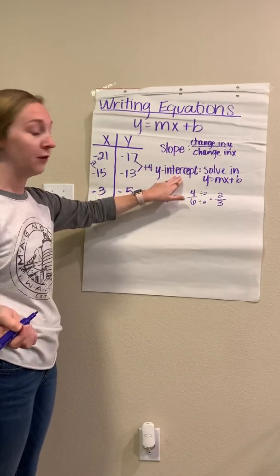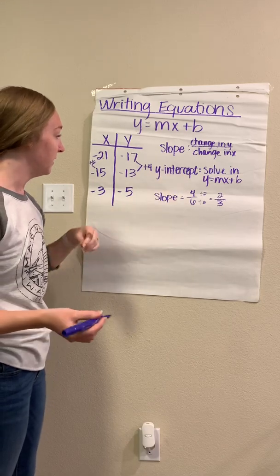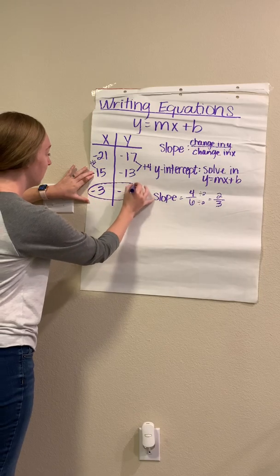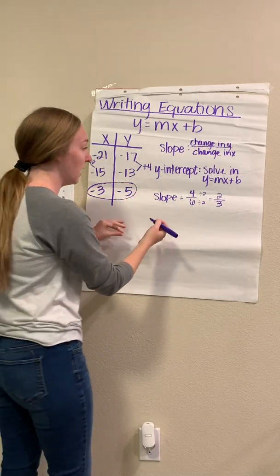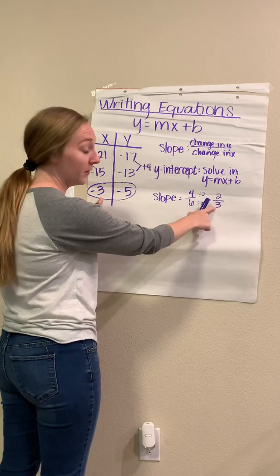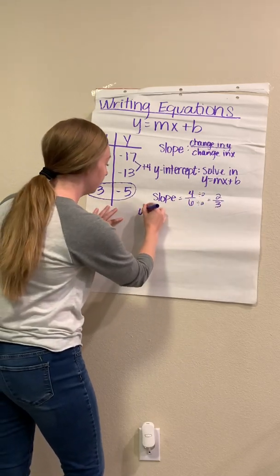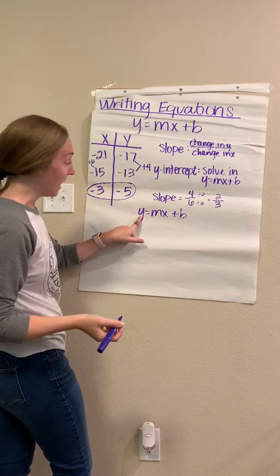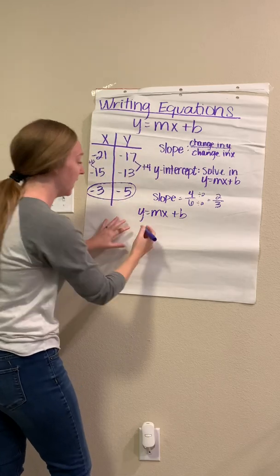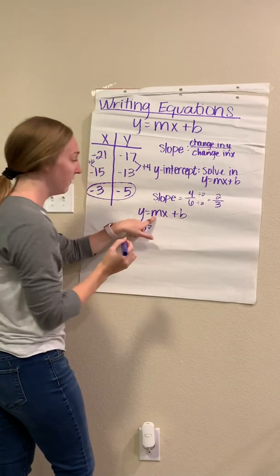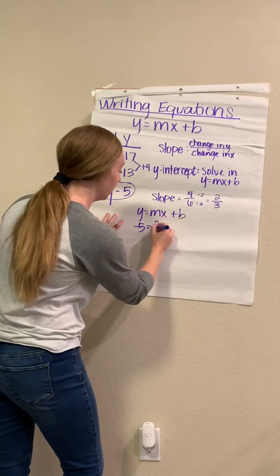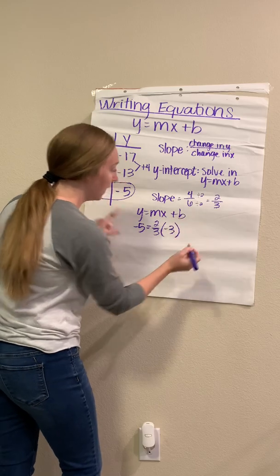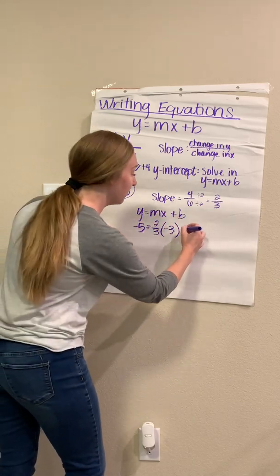Next, we want to solve for the y-intercept. To solve for the y-intercept, I'm going to choose an ordered pair from my table, and I'm going to plug the ordered pair and my slope into y equals mx plus b. So instead of y, I know that my y value is negative 5. Instead of m, I know my slope is 2/3. Instead of x, my x value is negative 3. And then I don't know what b is yet. That's what I'm solving for.